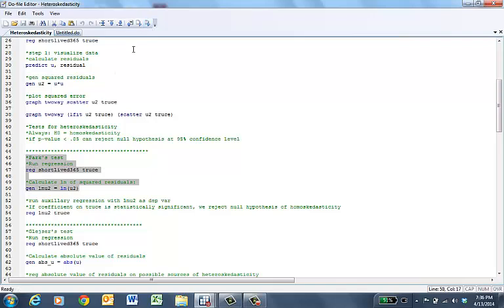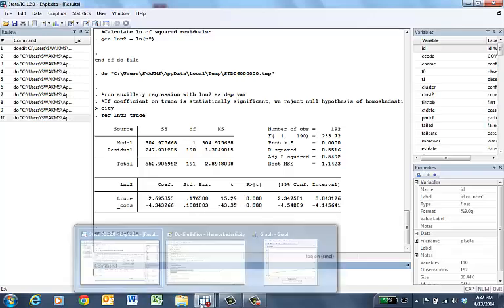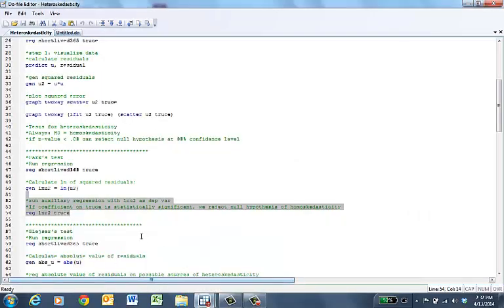Once we calculate the natural log of the squared residuals, we can run the regression of the log squared residuals on truce. If the coefficient on truce is statistically significant at conventional levels, we reject the null hypothesis of homoskedasticity. Truce is significant at over a 99% confidence level, so you can reject the null hypothesis of homoskedasticity.